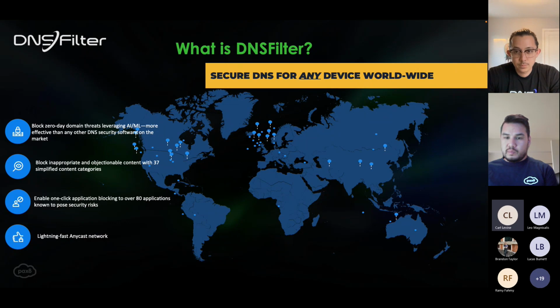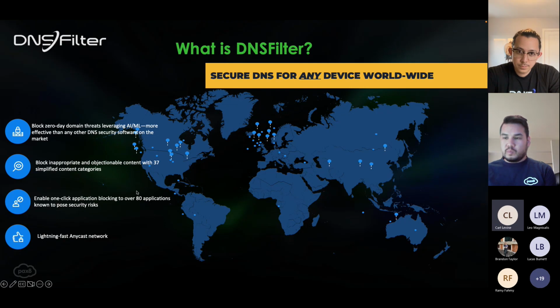So we take that data, and one of the ways that we slice and dice that is one-click application blocking for over 80 applications known to pose security risks. Blocking just the domain for a specific service is not usually enough to stop it in its tracks. You've got to know a little more about it, and we do. So we give you the option to do that through our AppAware feature.